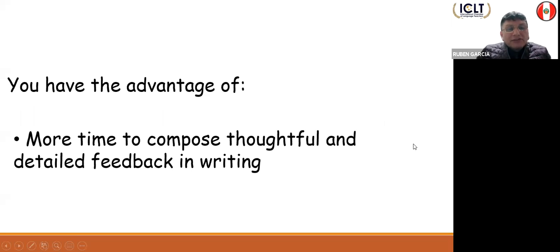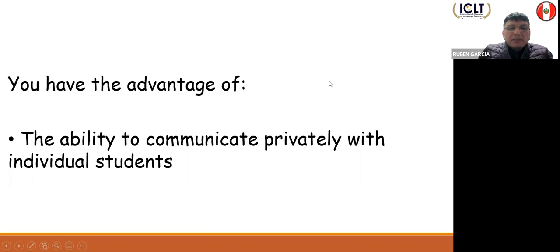Then you have the advantage of what? More time to compose thoughtful and detailed feedback in writing. Yes. The feedback is not only oral, but you can send them writing feedback as in their emails, no? The ability to communicate, so that is the advantage. The ability to communicate privately with individual students also is good, privately.